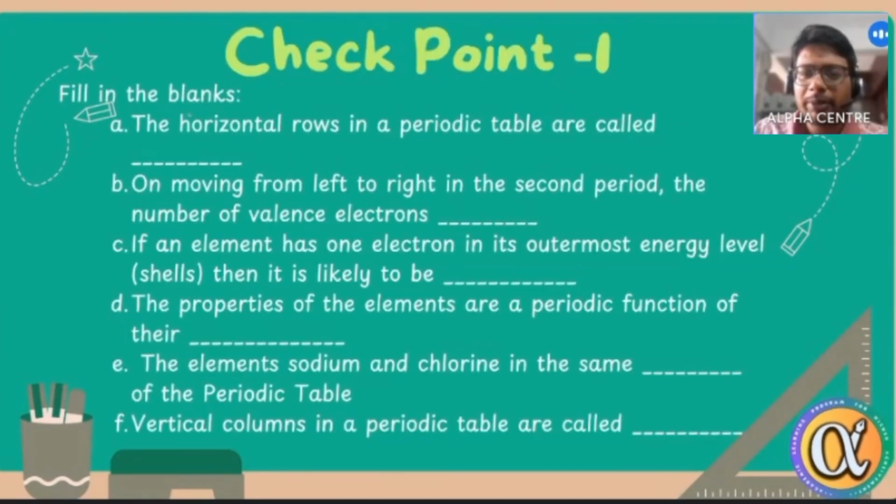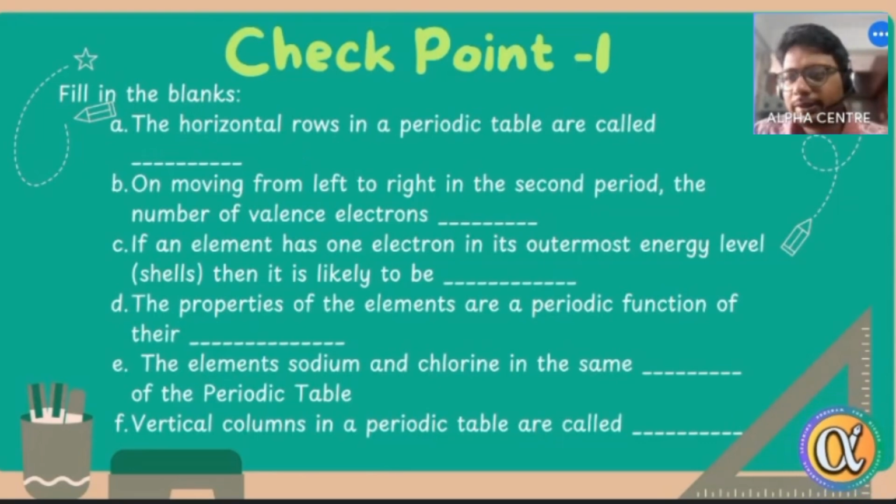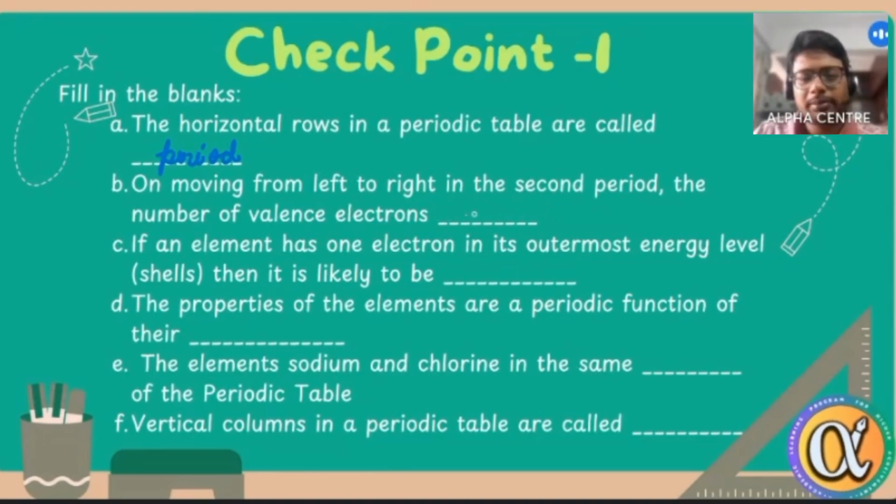We'll quickly deal with this. What is a horizontal row in a periodic table called? Periods. On moving from left to right in the second period, the number of valence electrons increases.